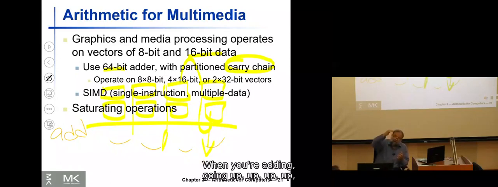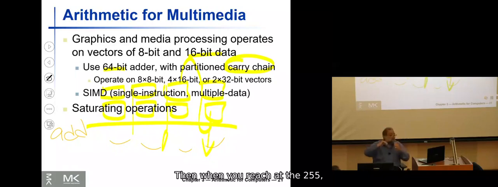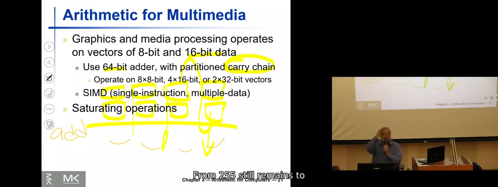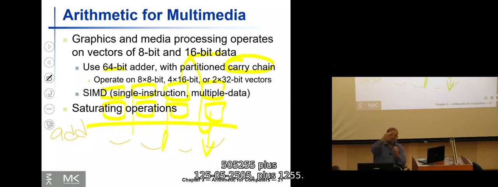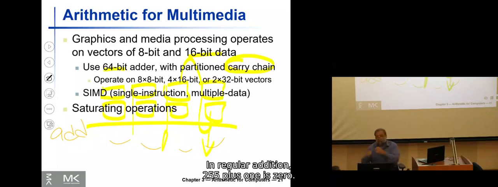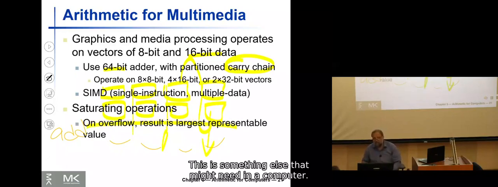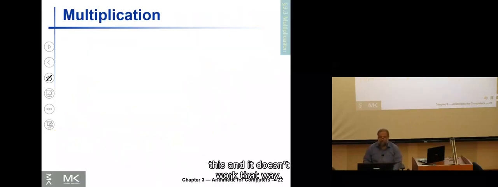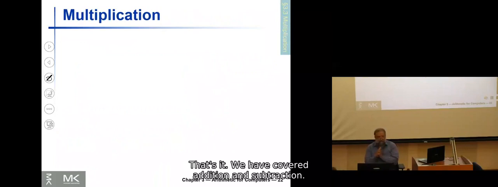So you need some kind of saturating. When you are adding, going up, you are making it brighter and brighter. Then when you reach 255, you don't want it to become 0. Then it becomes dark, it becomes black. You want to clip there. You want to keep it there, saturate it there. From 255 it still remains 255. 255 plus 1 is 255. In regular addition, 255 plus 1 is 0. So this is something else that we might need in a computer. Again, MIPS doesn't support this, and it doesn't work that way. So that's it. We have covered addition and subtraction.